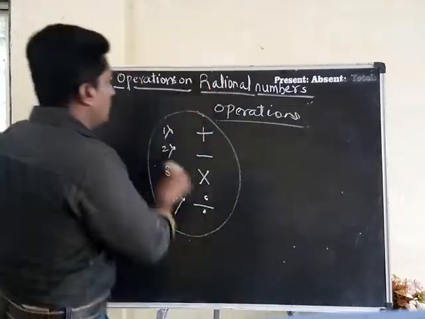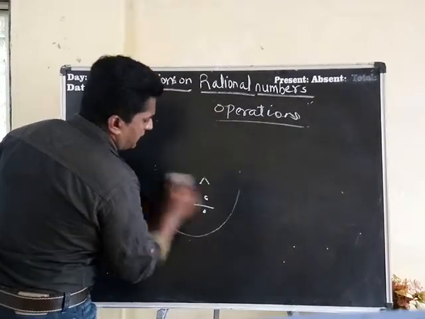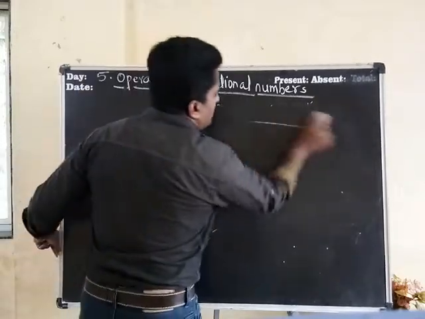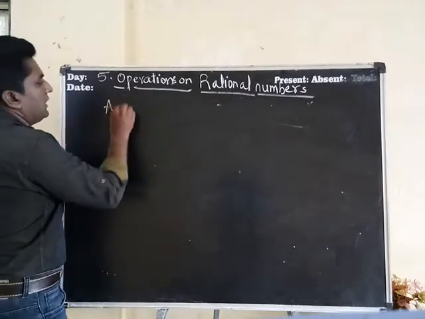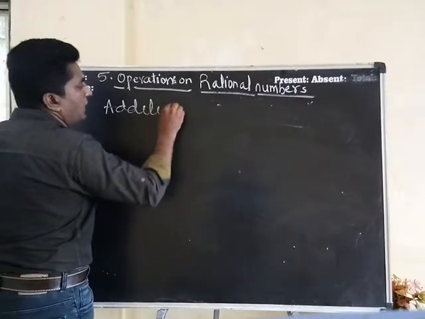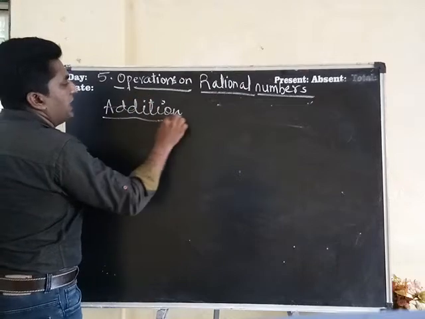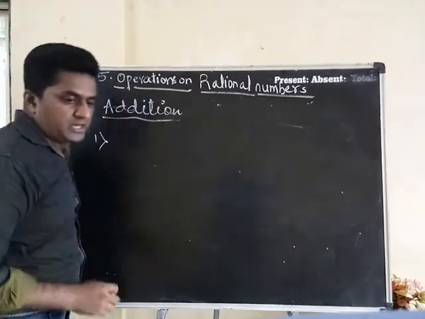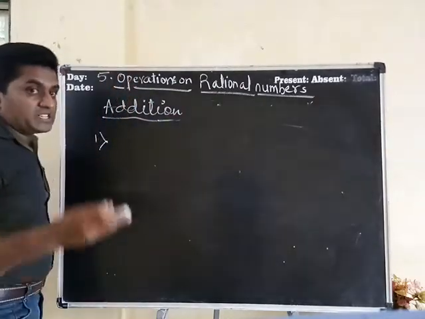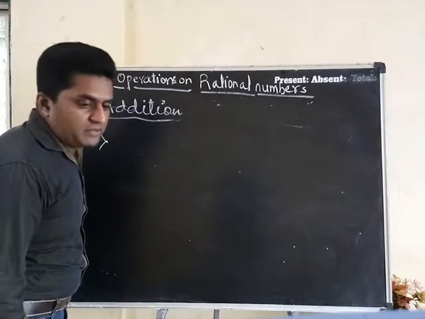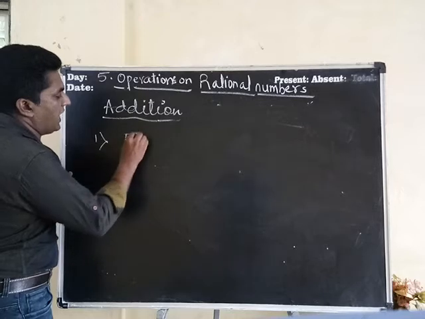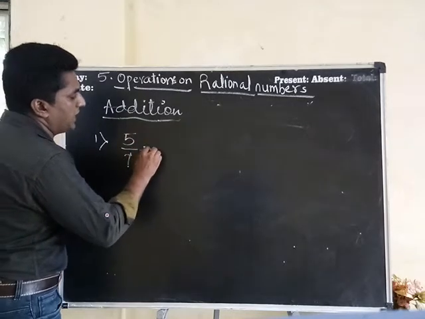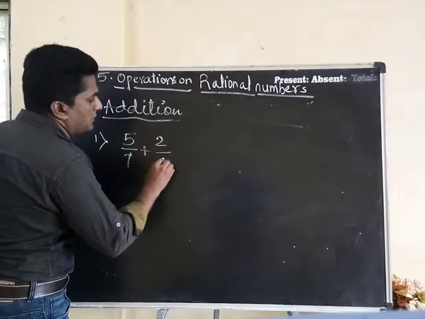So let us start with the first one, and that is addition. Let us see what addition means. My first question: let us take two rational numbers and add them. 5 upon 7 plus 2 upon 3.